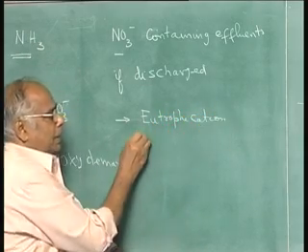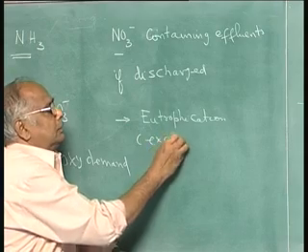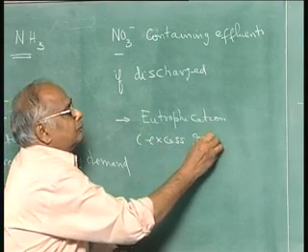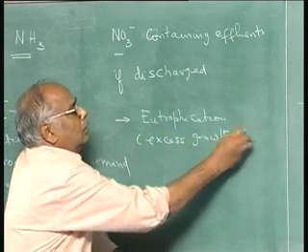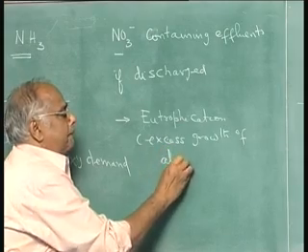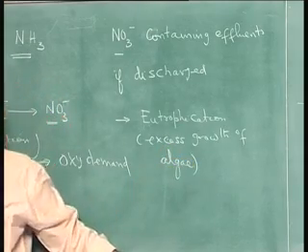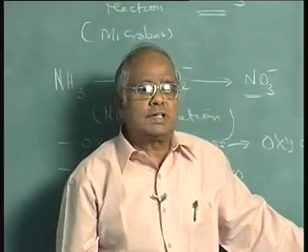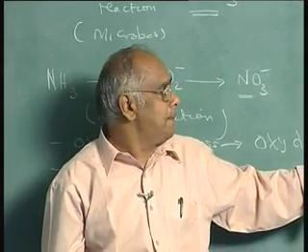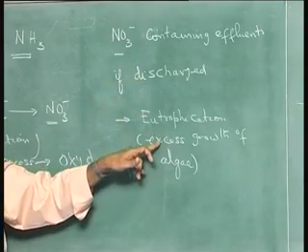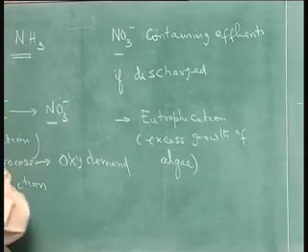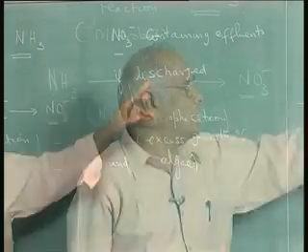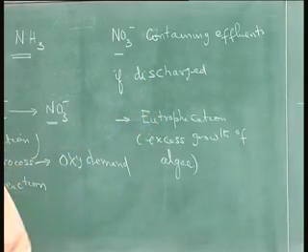Eutrophication is nothing but excess growth of algae, or prolific growth of algae. Excess growth of algae takes place if nitrate is present in the effluent, and that nitrate-containing effluent is discharged into the rivers.